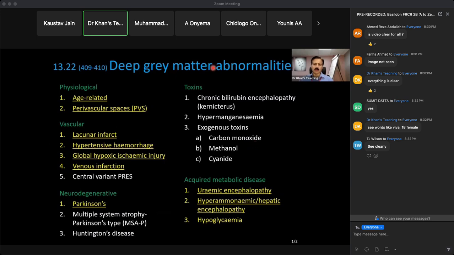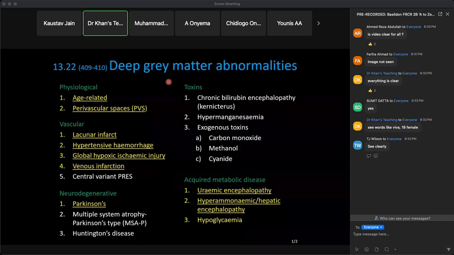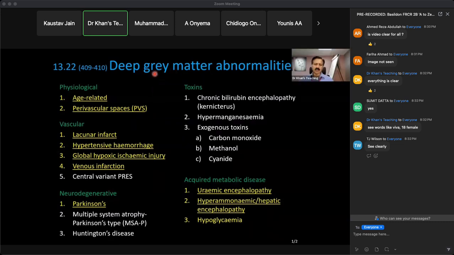Now, deep gray matter abnormalities. Look at this word, deep gray matter. So remember that basal ganglia is gray matter, thalamus is also gray matter. But here, basically, what is meant in Chapman is basal ganglia. And you can see it can have vascular causes, and some of these are potential exam cases. Venous infarction is a very important exam case, which I have showed you previously. Global ischemia or near drowning, etc., that can come in the exam. Neurodegenerative, forget about it for the 2B exam, luckily.